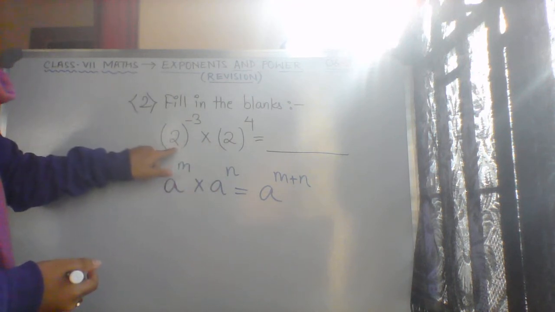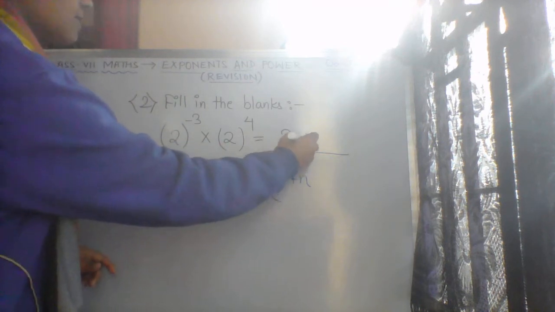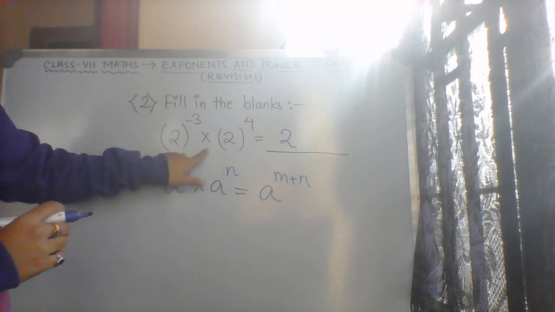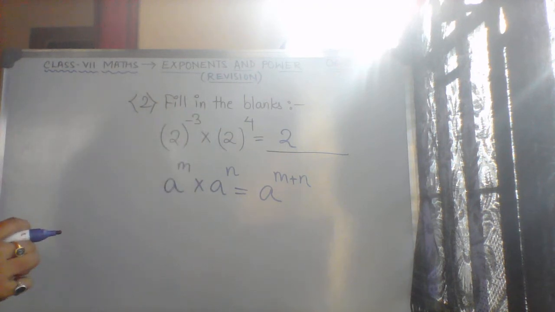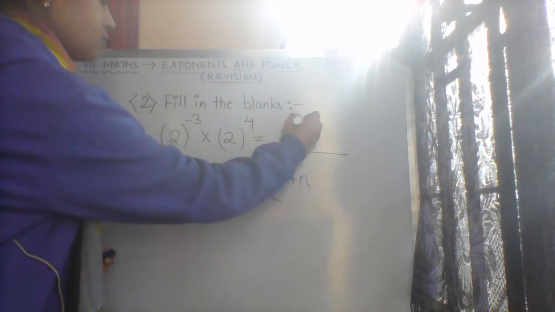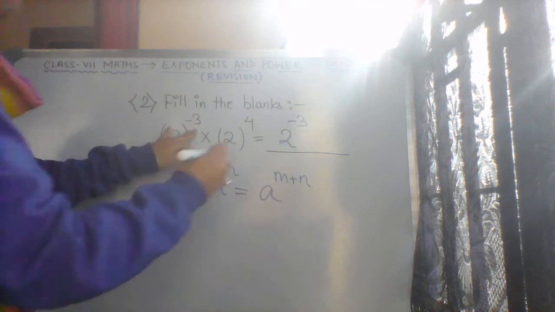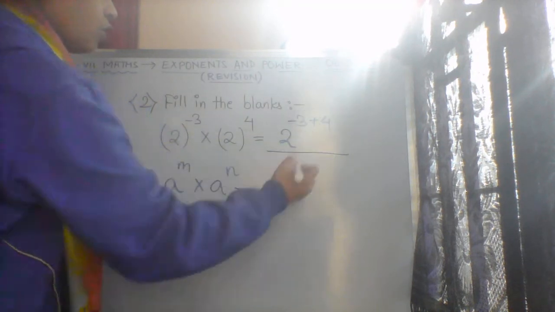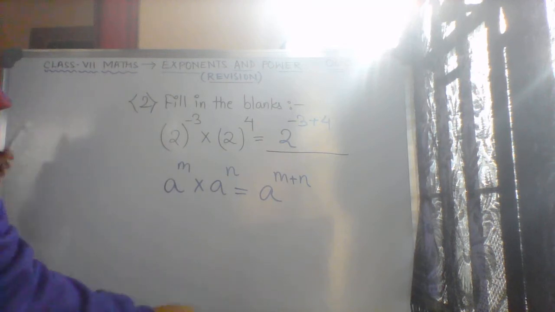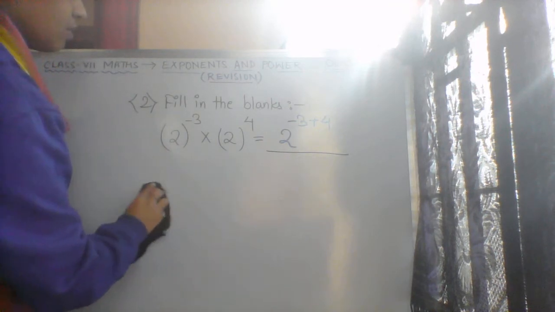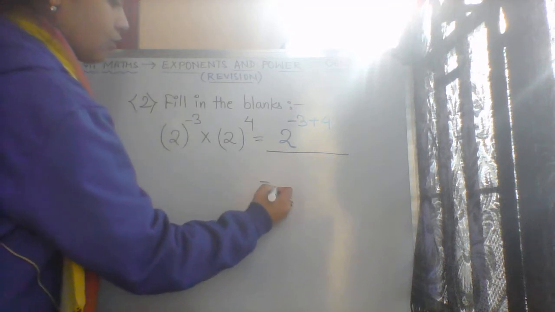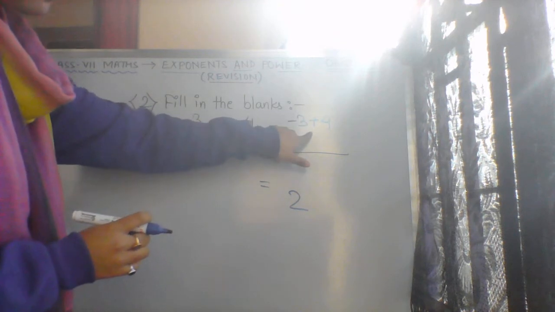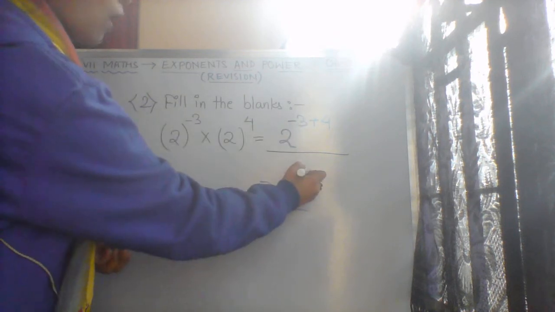So here also we will do the same thing because it is totally in this form only. Here a is our 2, so you write 2 as it is. Now, since it is a multiplication sign over here, power will get added. So minus 3 we have as m, plus what we have as n? 4. So how much will it come? 2 to the power minus 3 plus 4. So plus minus, you have to do minus. So 4 minus 3, you get 1.